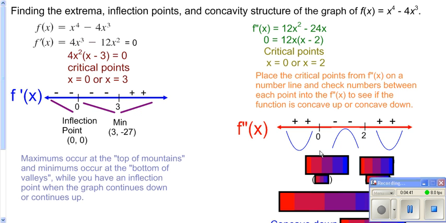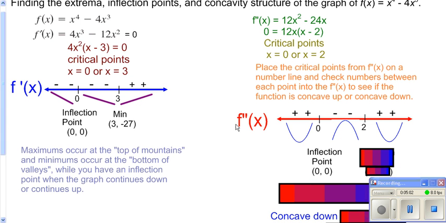So it switches concavity at 0 from concave up to concave down, so it's a point of inflection, and we already knew that from what we were looking at over here. But your inflection points will always show up in your second derivative test. Only sometimes will they show up in your first derivative test. So then we need to go ahead and find our next point of inflection.